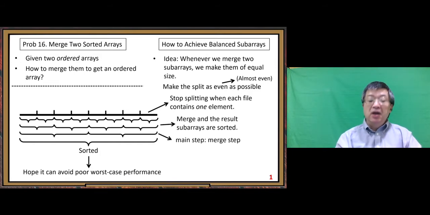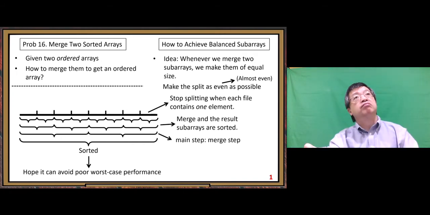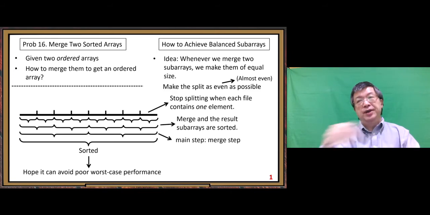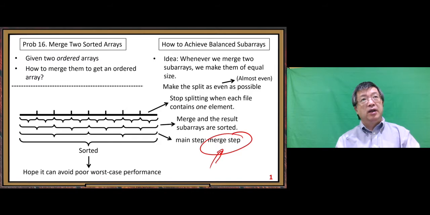Here you can see the main step is the merge step: merge two adjacent ordered arrays. The merge step, we need to get the details of this step.